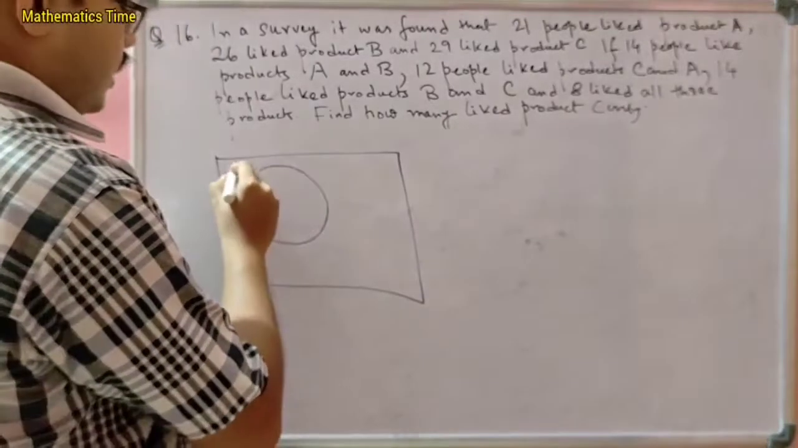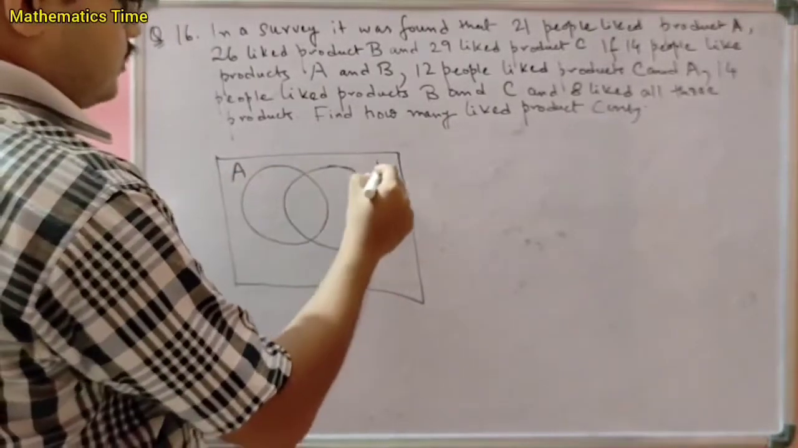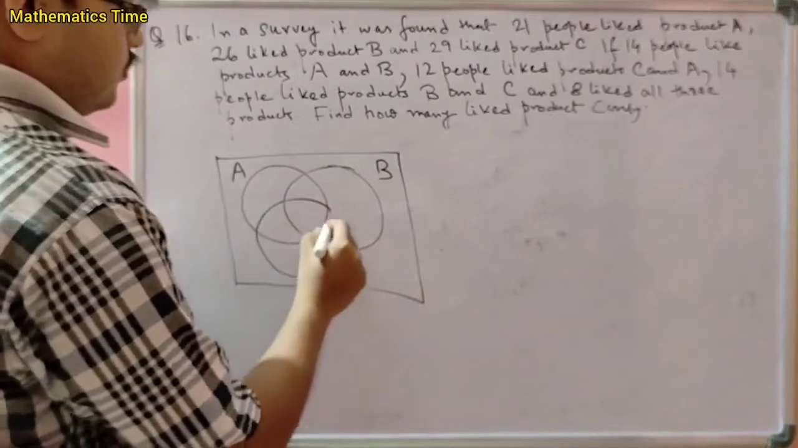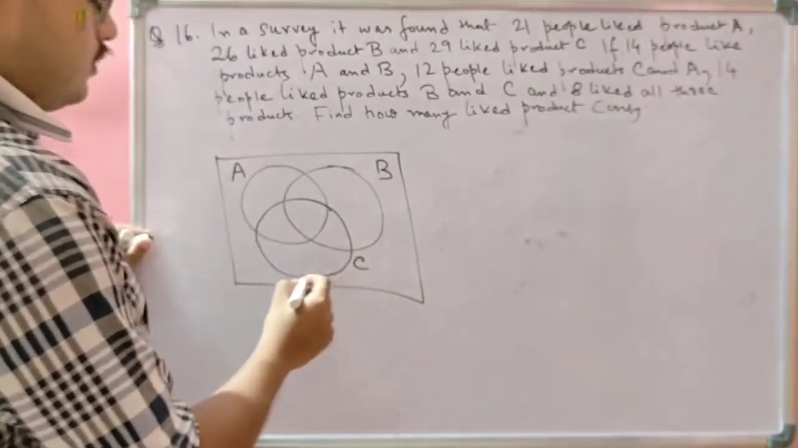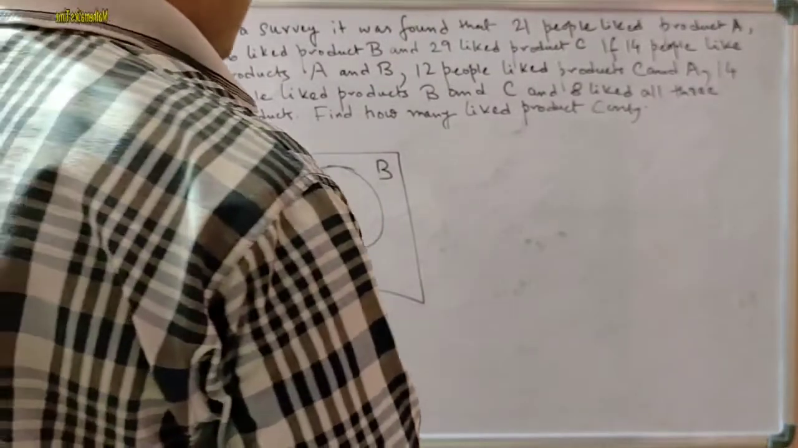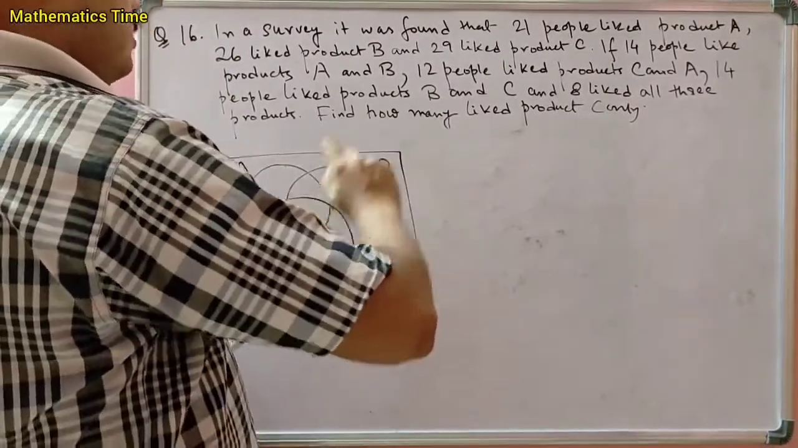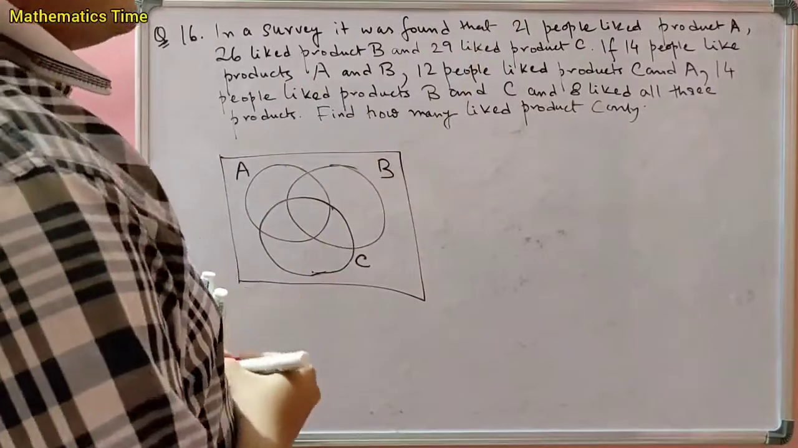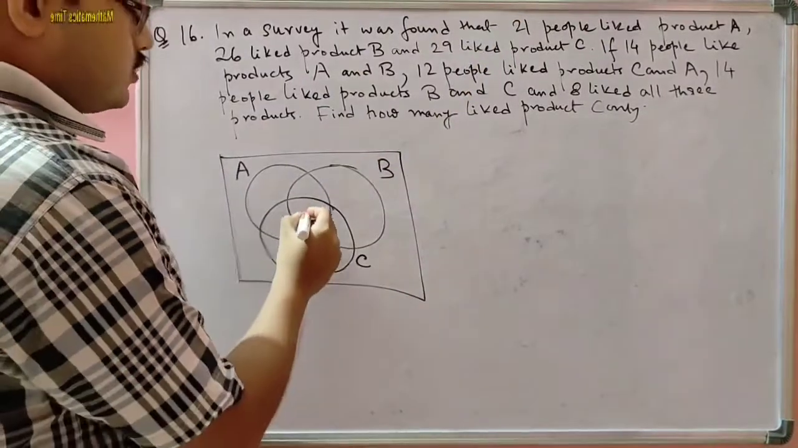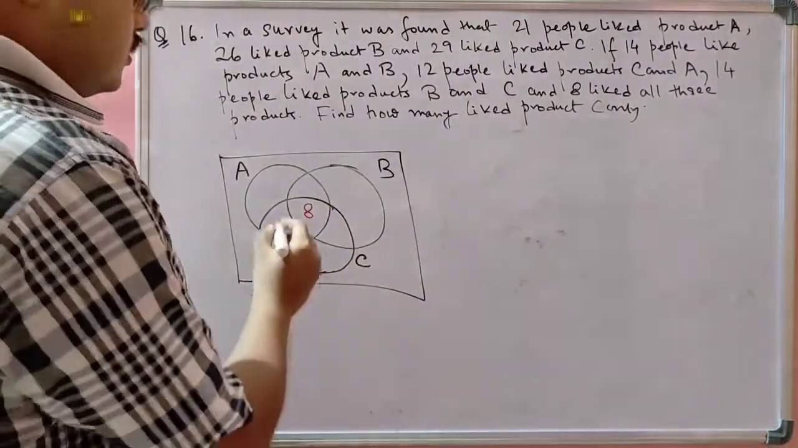Here are the people who like product A, here the people who like product B, and here are the people who like product C. So we have to find out how many like product C only. Okay, so we will start from the common section. Common section means those who like all three products. How many people like all three products? It is 8. Okay, this is the common portion.